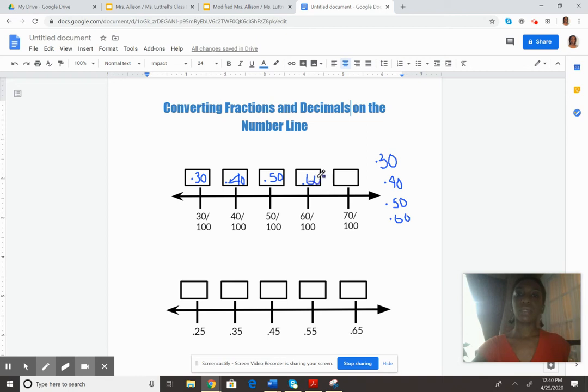Okay? And the last one is 70 over 100. I know that my decimal place will be in the hundredths because my denominator is 100. So that would be 70 hundredths, right? So that would be 0.70. Okay?